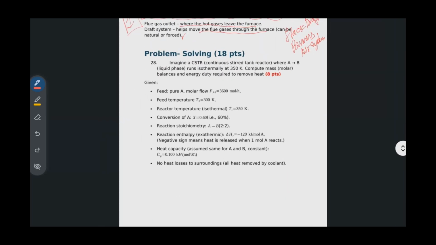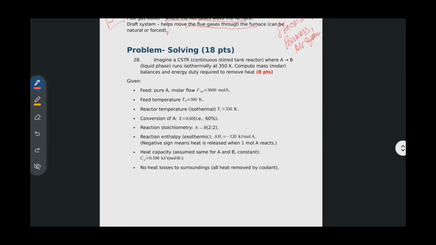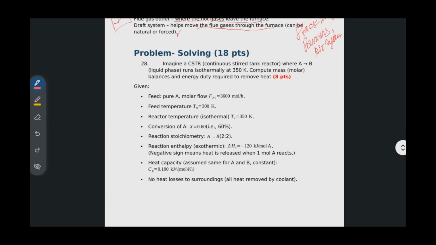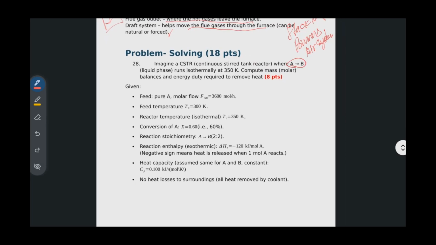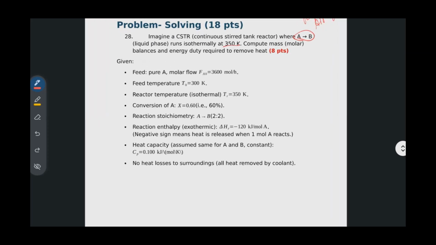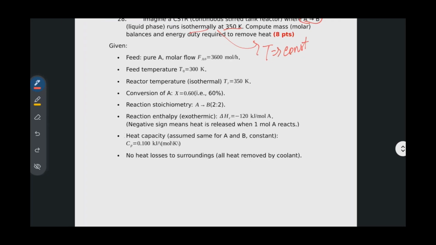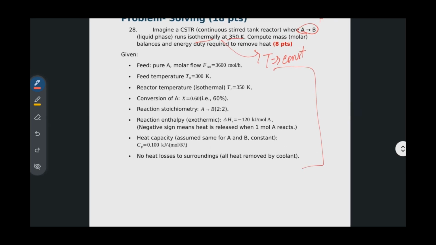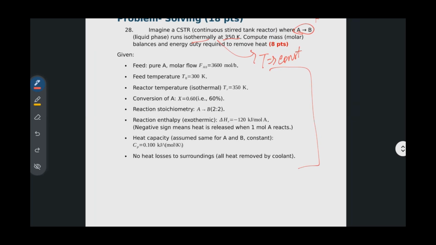So we have only 2 questions left. Both of them are very simple problem solving, actually. Imagine a CSTR, a continuous stirred tank reactor, where your A to B in liquid phase runs isothermally at 350 Kelvin. Isothermal, as you know, means that temperature doesn't change. Temperature is constant. Compute the mass or molar balance, both of them are acceptable, and the energy duty. Most of the things are given, and this is a very simple problem, an example even for first or second year students.